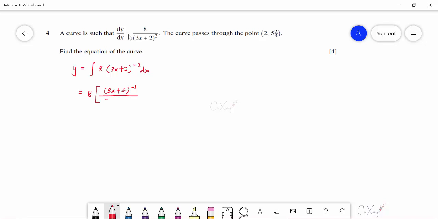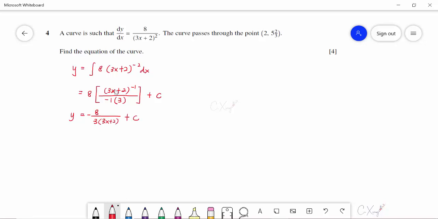So you have to divide by the new power here. And then you also need to differentiate the thing inside the bracket, so you divide it by 3. And then you should have a plus c at the end of the equation. So you can have a look like this: you actually have 8 divided by 3, then (3x plus 2), plus c.